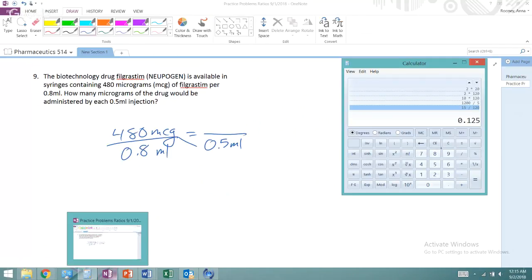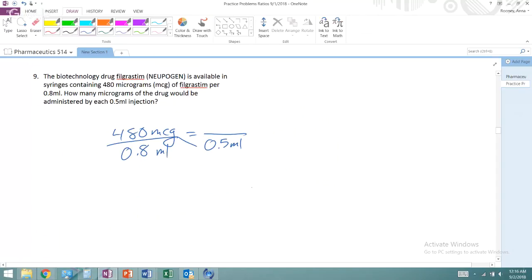For me, my brain seems to say that that's the only way to do it, but I know for a fact that there's another way. But I'm just going to do it this way. I want to do 480 times half of a milliliter, and then divided by 0.8. So that's 300.